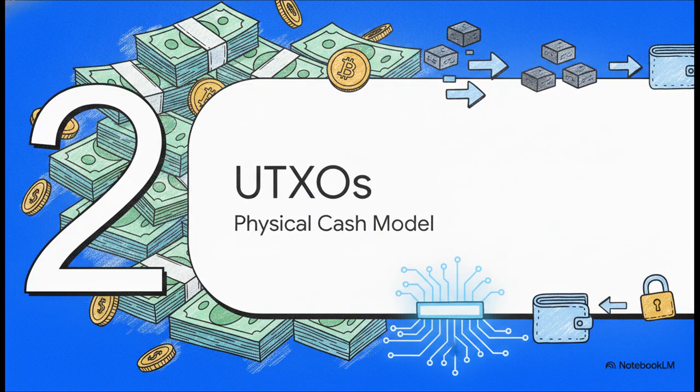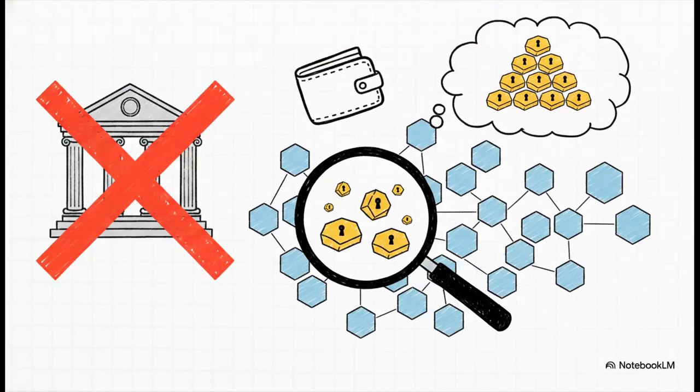Moving on to part 2, UTXOs and the physical cash model. So how is this value actually accounted for? Well, here is the crazy part. There are absolutely no accounts in Bitcoin Cash. There's no central account with your name on it. That balance, you see, it's basically an illusion.